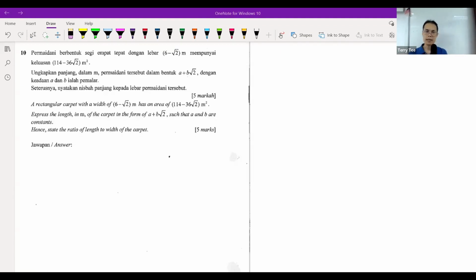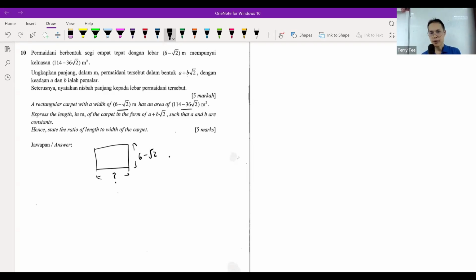Okay, next question is number 10. This is from Form 4, Chapter 4, Indices and Logarithms. And particularly, this is actually involving Surds. So here we have a rectangular carpet with a width of 6 minus √2. So it looks like this. The width is 6 minus √2. The length is an unknown. The area is given as 114 minus 36√2.